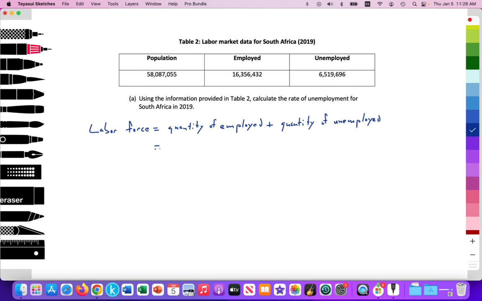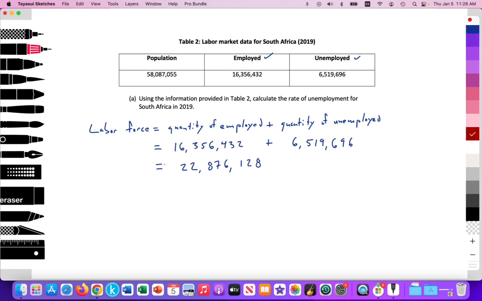So labor force is equal to quantity of employed. So we have 16,356,432 plus the quantity of unemployed, 6,519,696. And we add that and we'll get a labor force of 22,876,128. So we have this key factor here to help us calculate the unemployment rate.